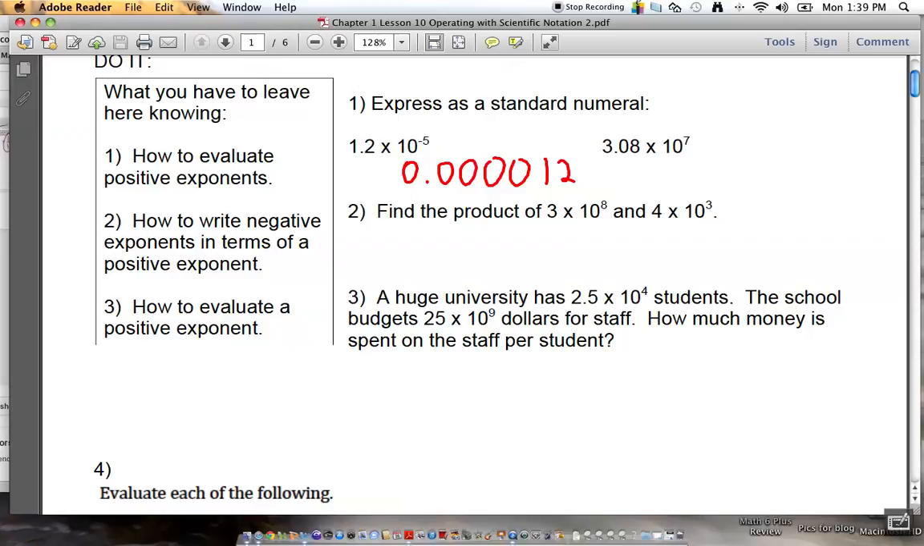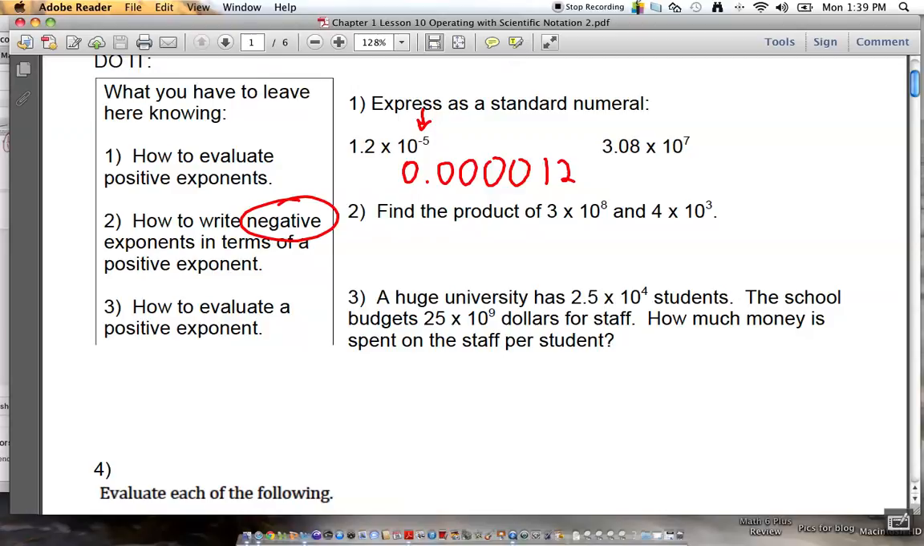1, 2, 3, 4, 5. Since it's a 0 point, it's negative. So there's my negative exponent: 1.2 times 10 to the negative 5. That is right here what we're trying to make sure we understand: scientific notation with negative exponents.